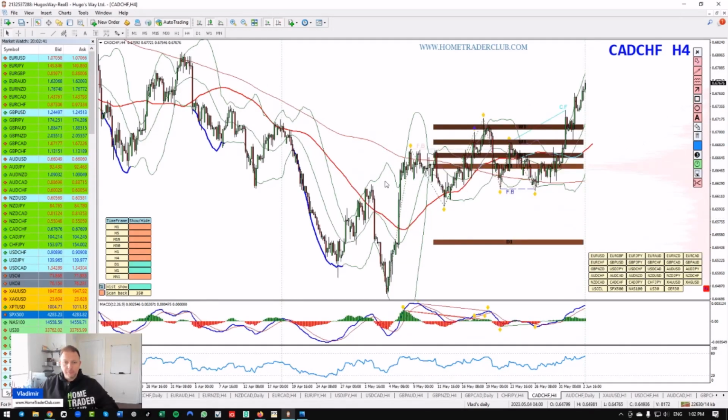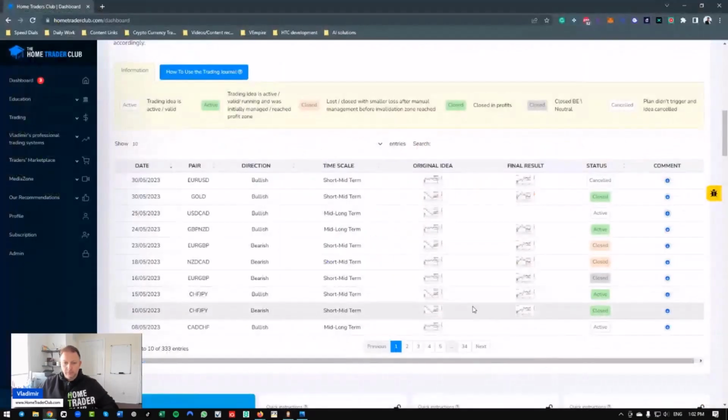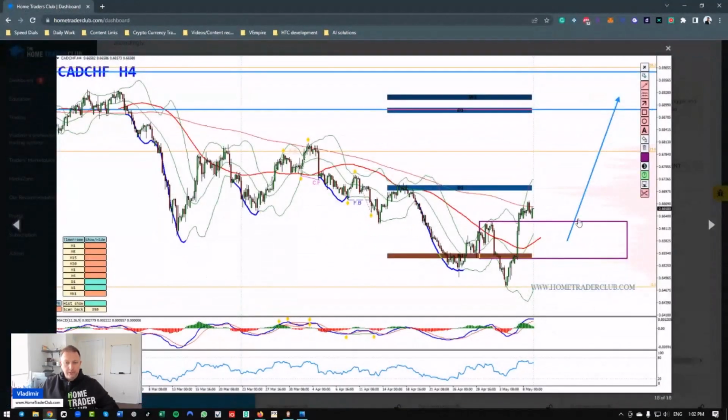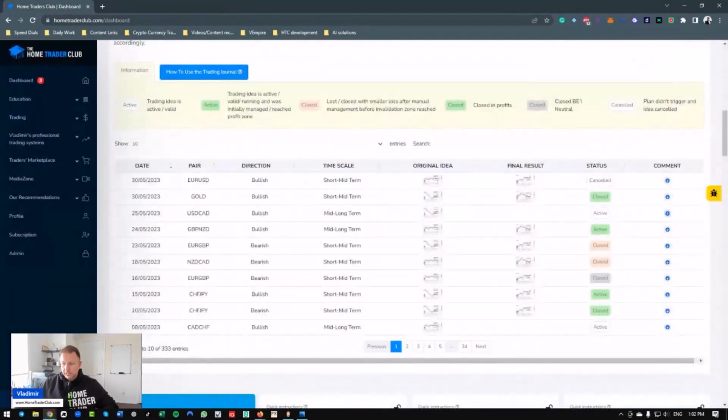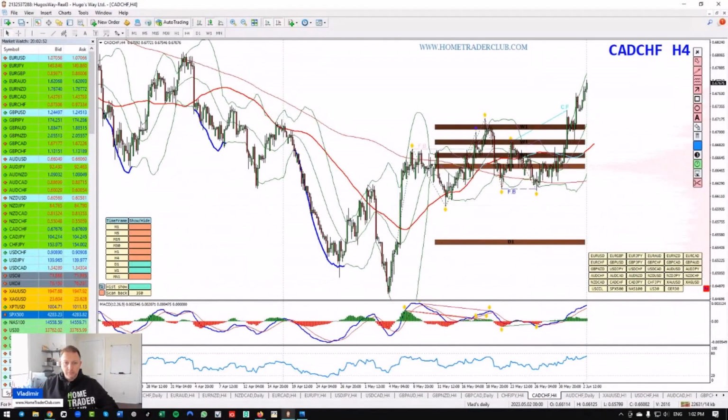As I showed you before, this is where we got involved in Home Trader Club. Okay, so this is the first zone of action for us right here. We got that holding and we got it moving. And is that the end? For me, the answer is no.